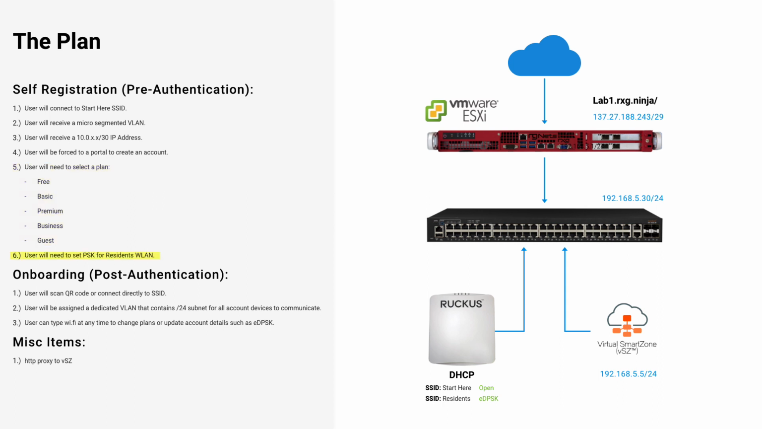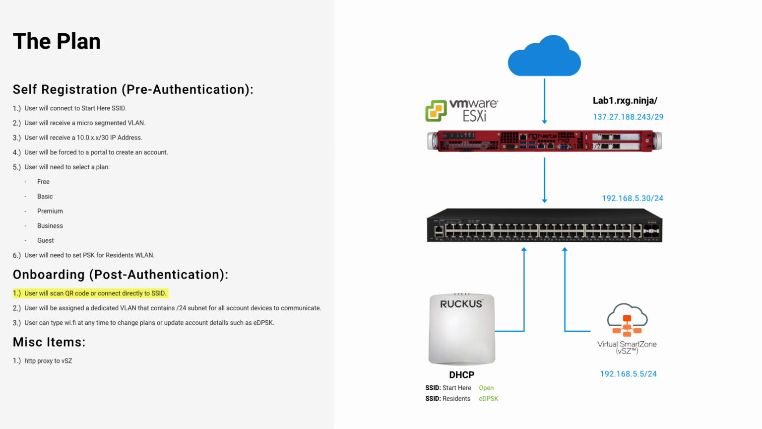And I have an option 6 here, which is basically walking me through what happens from a user's perspective. So they'll also need to set their PSK. And then in the virtual smart zone, we'll set up an SSID that will use external dynamic pre-shared keys. So now the next thing that they would do as an end user is switch SSIDs. So they would go from their start here SSID, and now they're ready to join the residence SSID because they've done everything up to this point, including creating a password that would get them onto the residence's SSID.